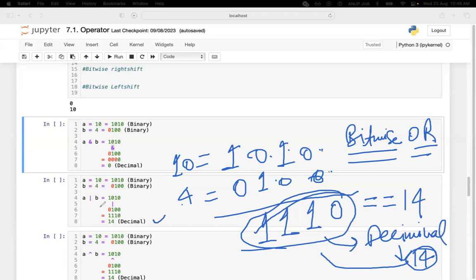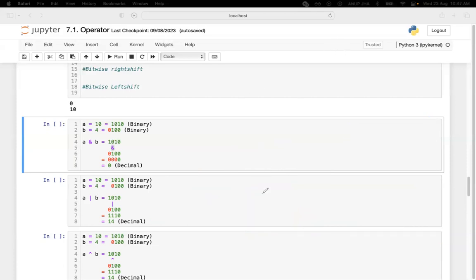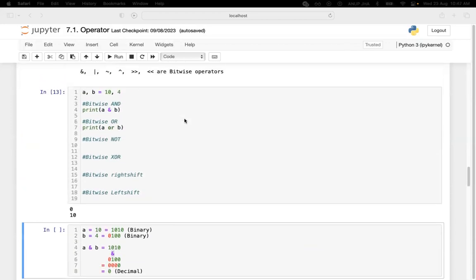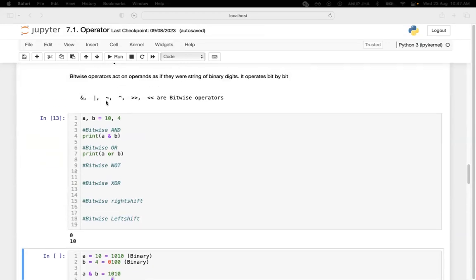This is for OR operator. A is equal to 10 and B is equal to 2. Hope you understand. In this similar way, I have just explained you with two examples. In this similar way, all these operators work. This is AND operator. This is called OR operator.